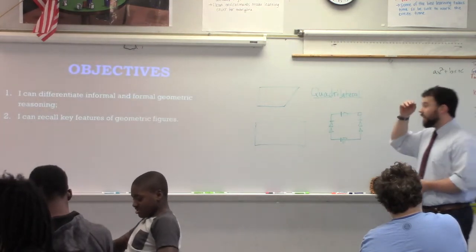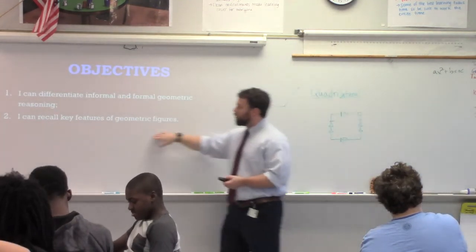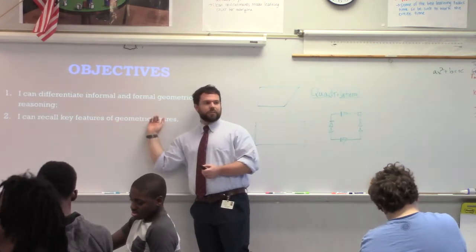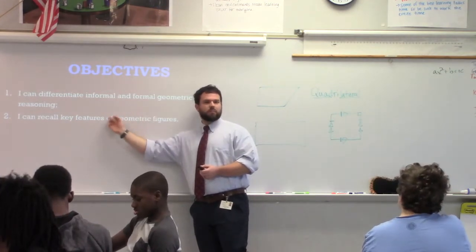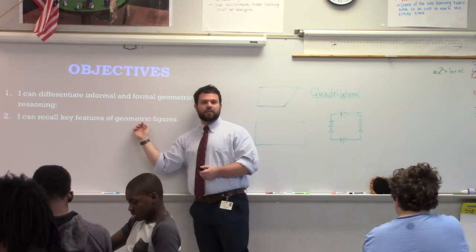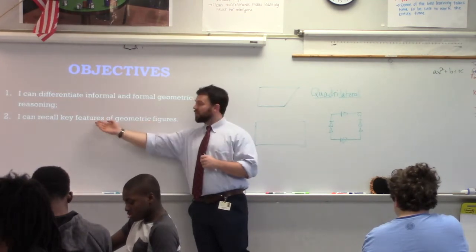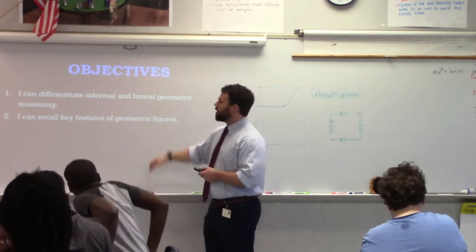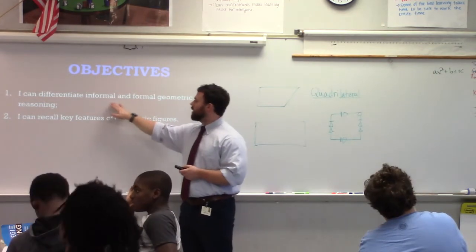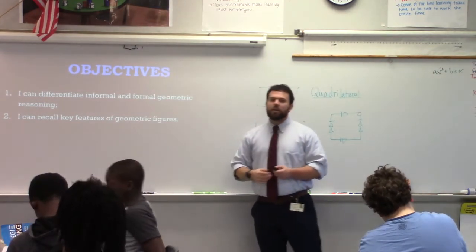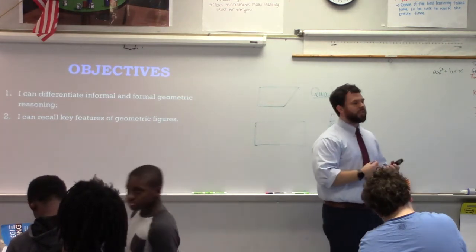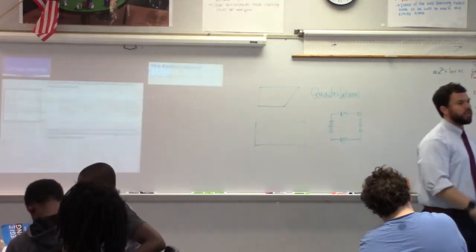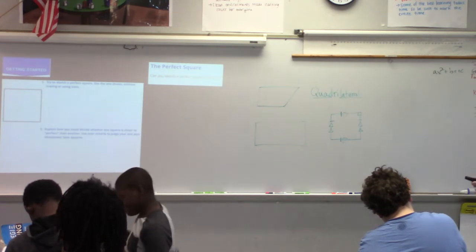So here's what we're getting into. One, we've already started talking about key features of geometric figures. What geometric figure have we already looked at? Squares. Have we talked about key features of squares? Yes, we're going to continue working on that. We're also going to be looking at informal and formal geometric reasoning, our casual language versus actually being able to prove different things. And we're going to really get into that this lesson and next.